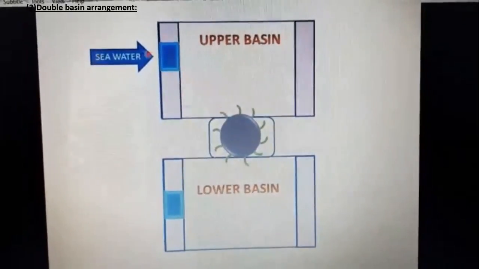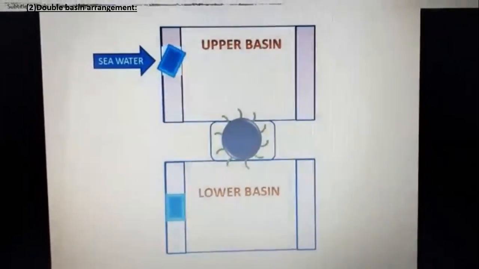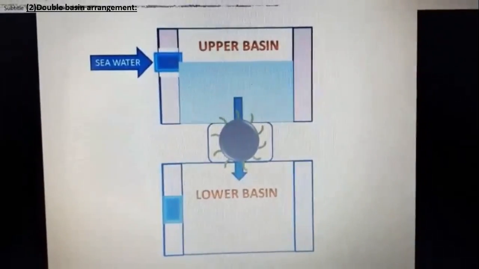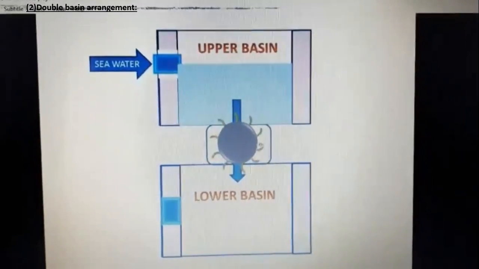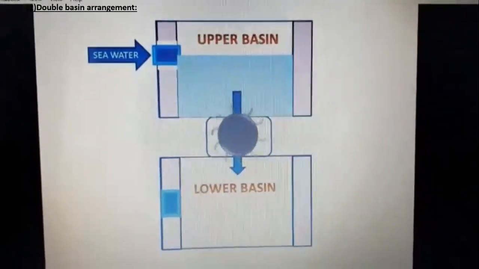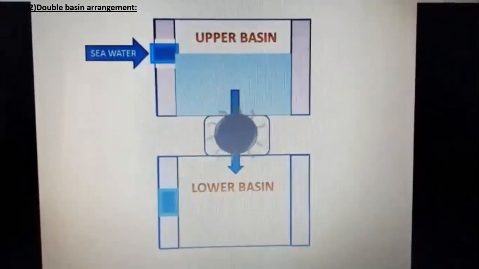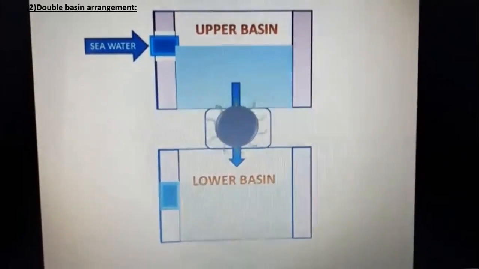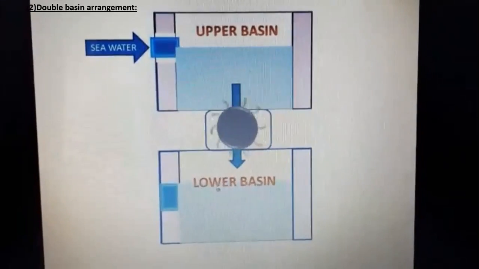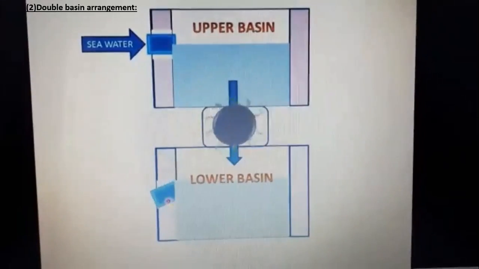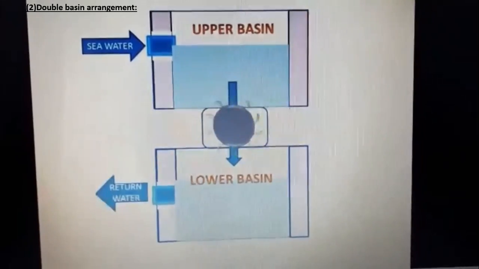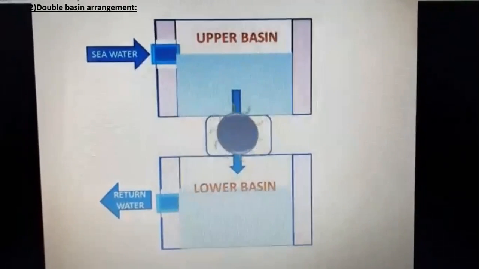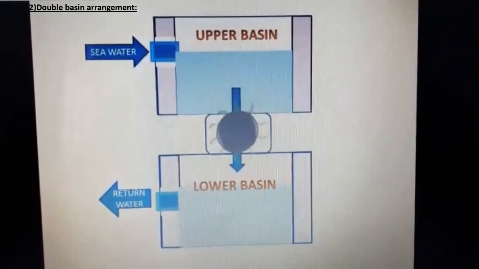Now we will see the operation from the seawater. When the sluice gate is open, the water fills the upper basin, and this filled water flows on to the turbine. So the turbine rotates and the wastewater flows on to the lower basin. The lower basin also gets filled, and when we open the sluice gate, the water in the lower basin enters the reservoir, that is the sea level. So this is the return water. This is the double basin, upper basin and lower basin.